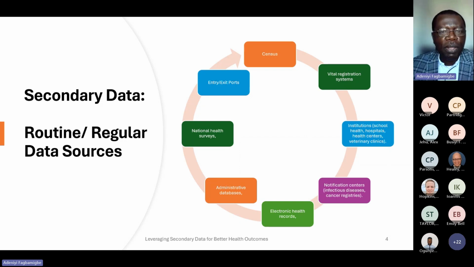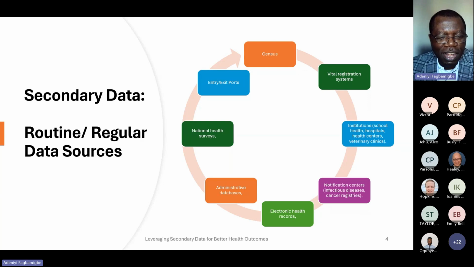Before we see how we can use it to enhance health outcomes, we are going to look at the different sources of data, the types of secondary data, the categorization of secondary data, and how it has been applied. Then I will come back and talk about what we need to bear in mind when using secondary data. I know that a lot of us here would have been using secondary data one way or the other, but the purpose of this webinar is just to remind us how we can still use it for better health outcomes in our society.